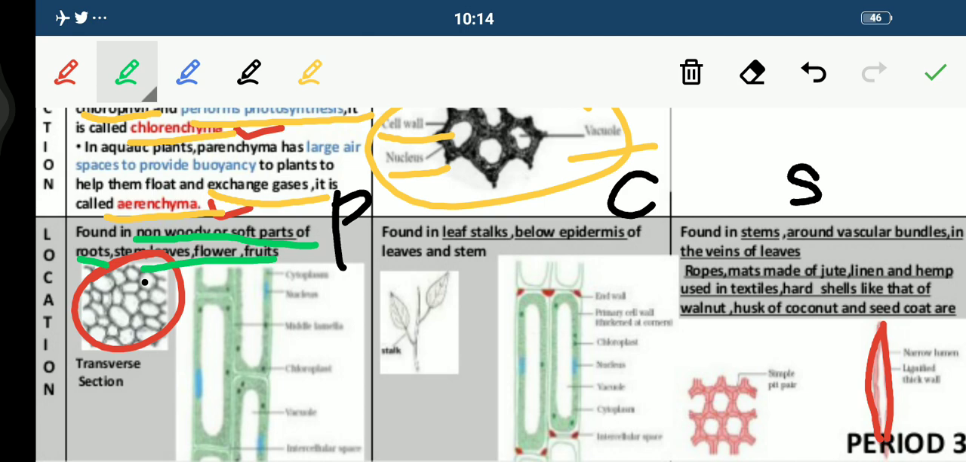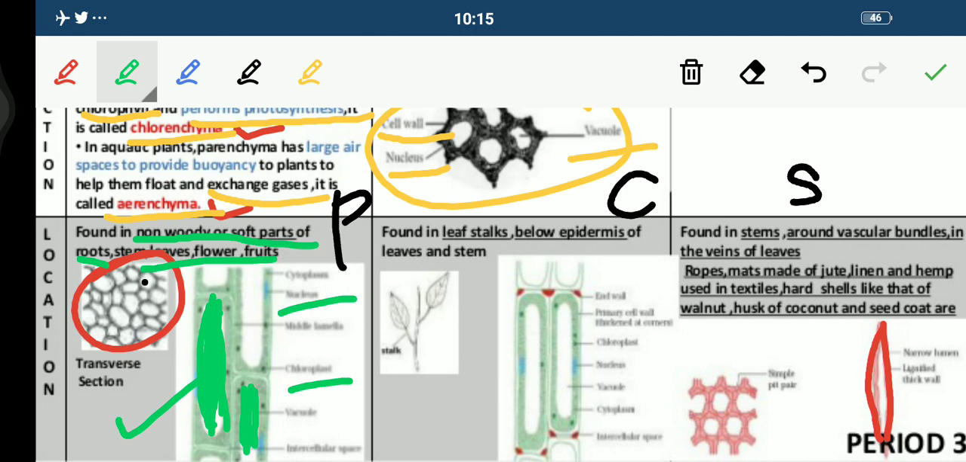Very important thing, students. This is the diagram, the transverse section of the parenchyma. You can see here. Fine. This is the nucleus. These are the chloroplasts. A large vacuole is there. This is a vacuole which I am showing you with the green color. The white colored substance you can see here, students, is the vacuole, right? And remember this thing, that they are only present in the soft parts of roots, stems, leaves, flowers and fruits.